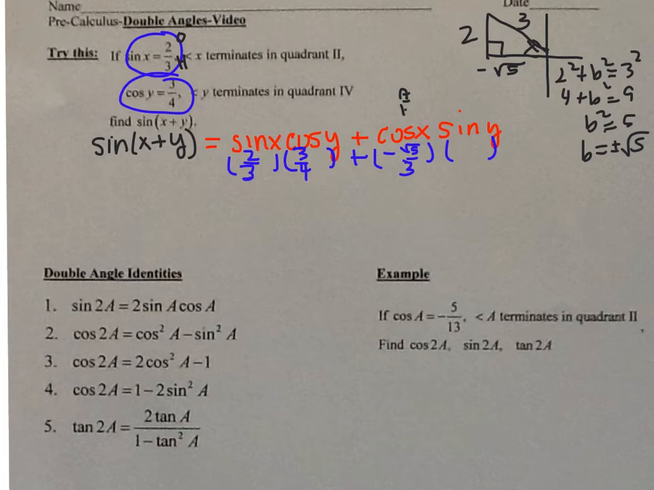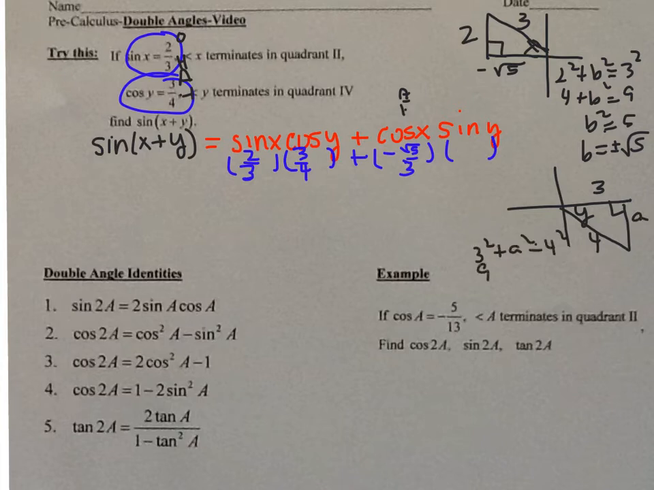And it says y terminates in quadrant 4. So here's my y that terminates in quadrant 4. Cosine is the adjacent over the hypotenuse. So this would be 3 and 4. It is not a 3, 4, 5 right triangle because 5 is not on the hypotenuse. All right, so I'll put an a here. So it'd be 3 squared plus a squared is equal to 4 squared. So that's 9 plus a squared equals 16. a squared is equal to 7.